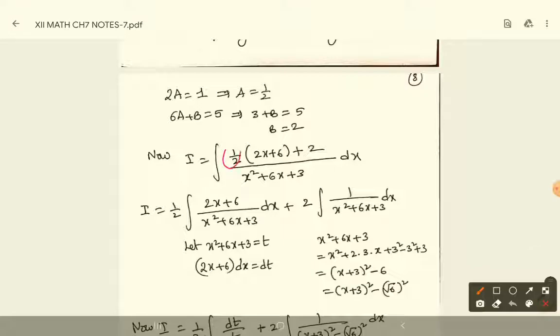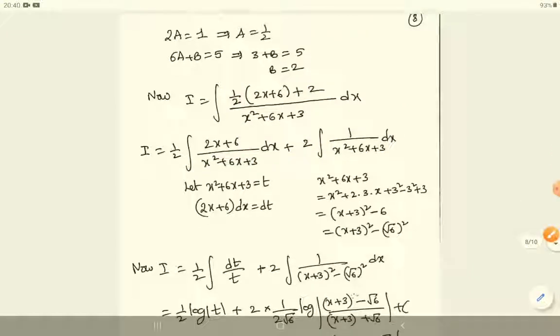So 1 by 2 is the constant, take it outside. 2x plus 6 by x square plus 6x plus 3 is one fraction. Next, 2 is the constant, take it outside. The 1 by x square plus 6x plus 3 is another fraction. It is 1 by a quadratic expression. Here the derivative of the denominator exists in the numerator, so you can do both questions. It is a mixing of two models.